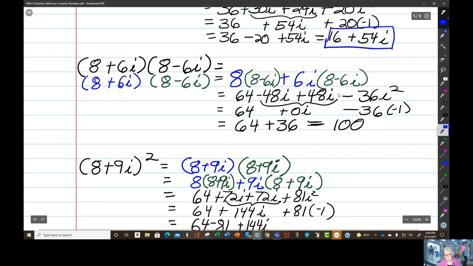And look at what happens to the i terms. Negative 48i plus 48i is 0i, which is 0. Meanwhile, minus 36 times i squared is minus 36 times negative 1, which will give us plus 36. 64 plus 36 is 100. So notice that we no longer have an imaginary part. It totally gets rid of it. Multiplying by conjugates. I love it. This is what I would put in the answer box.